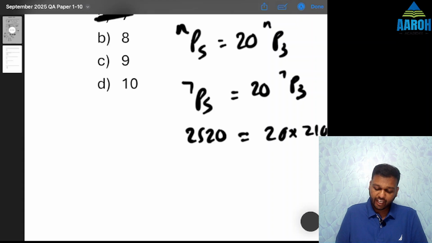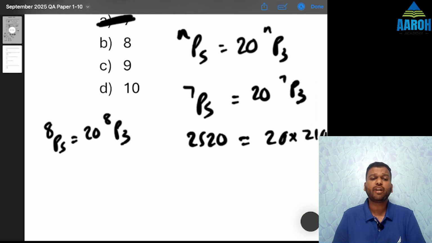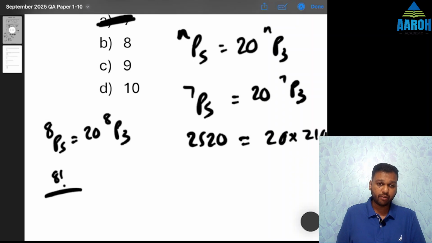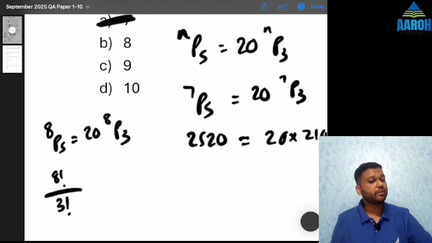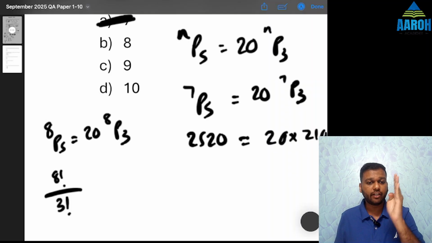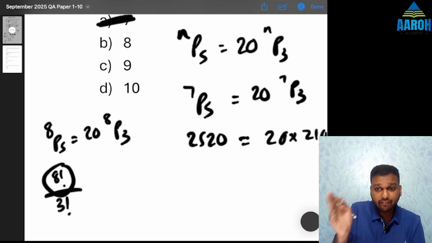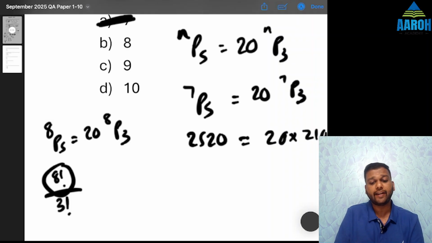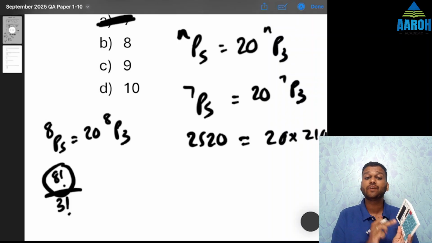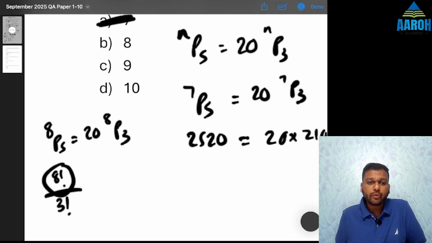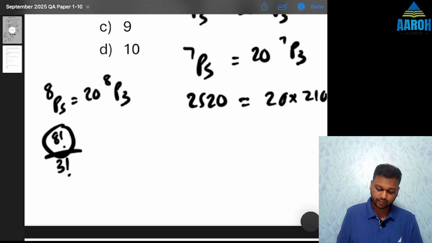Option B. 8P5 is equal to 20 times 8P3. Let's check if this is correct. 8P5 is what? 8 factorial upon 8 minus 5, that is 3 factorial. Now on your calculator, either you can do 8 into 7 into 6 and so on up to 4, or 8 factorial we can directly get as 7 factorial, that is 5040 into 8, right? Because on calculator it is always faster. 8 factorial is 7 factorial into 8. So 5040 into 8 divided by 3 factorial, which is 6. So that is faster. 6720 is equal to 20 times 8P3.